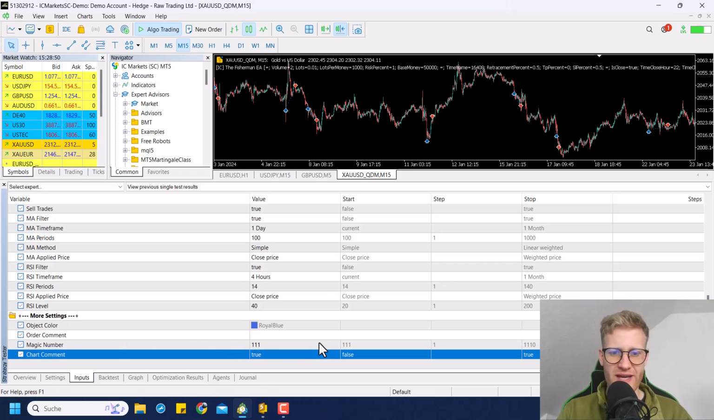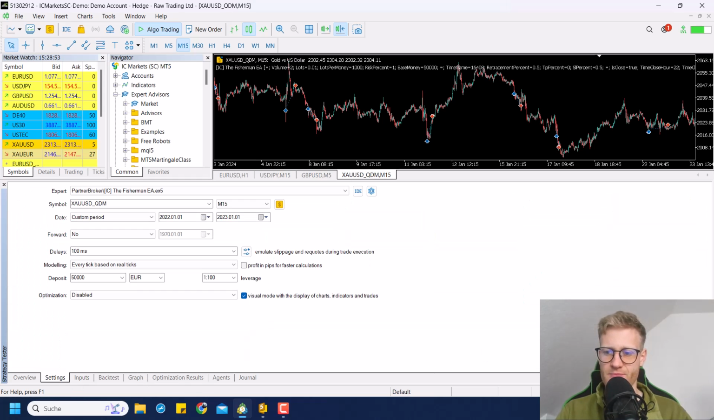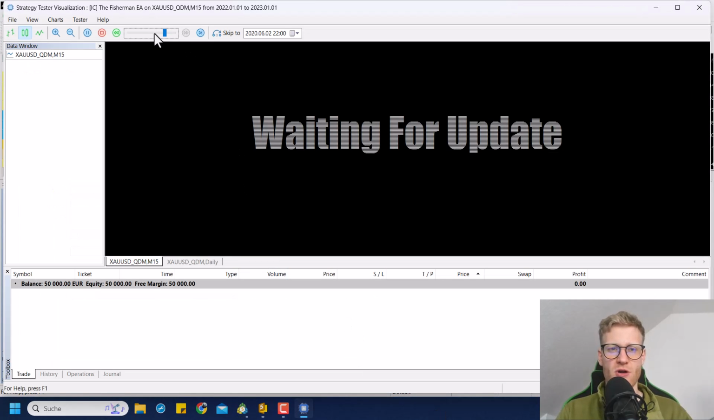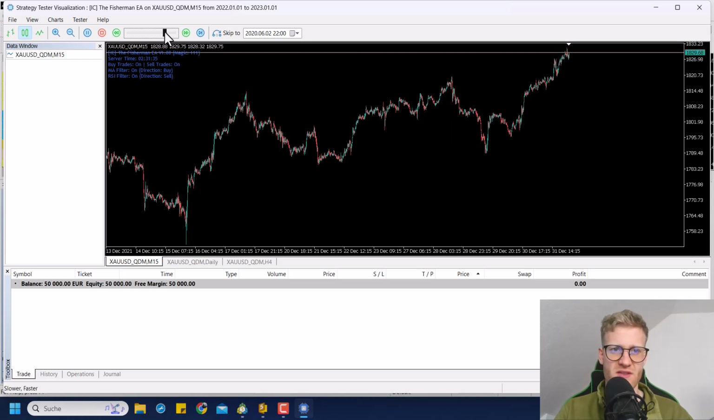And then here we can define if we even want to show the chart comment. So these are the settings. Let me start another test here real quick, and now you can see the chart comment is in the upper left corner. The chart comment always says what the current state of the active filters is, so you can see if these filters allow buy trades, if they allow sell trades, if they allow both. So this is what we will see in a second as soon as the test is loaded.